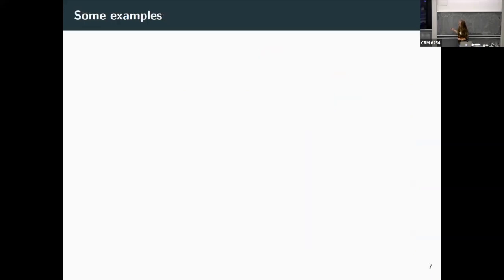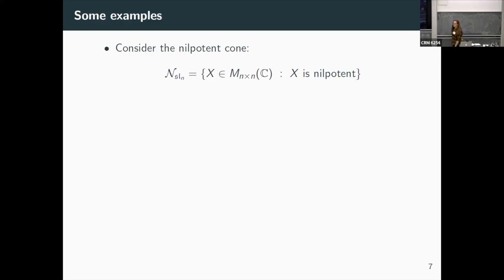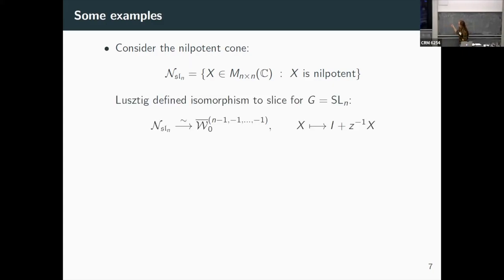Okay, I thought I'd give some examples since it's a little bit unintuitive. I think the most important and most intuitive one is the nilpotent cone of SLn. These are just n by n matrices that are nilpotent, meaning some power is 0. There's this observation, going back to Lusztig, which is that this nilpotent cone is an affine Grassmannian slice for the group SLn. There's some co-weight data involved, maybe it doesn't matter, but what is the map? It takes an n by n nilpotent matrix X and sends it to the identity plus z inverse X.